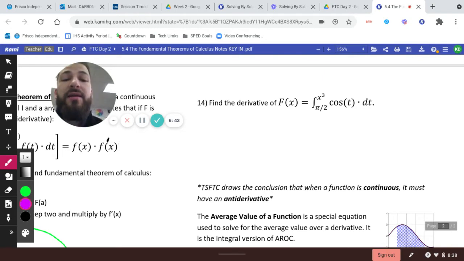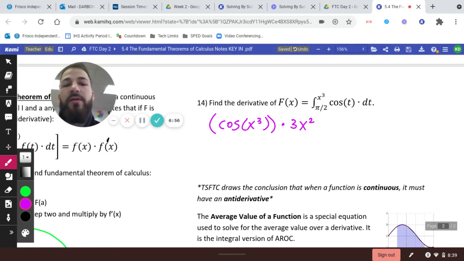So cosine of x, so cosine of x cubed, and then I multiply by the derivative of x cubed, which would be 3x squared. So my final answer would just be 3x squared cosine of x cubed. Nice and simple.